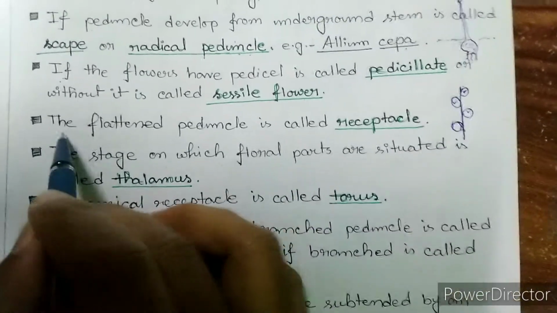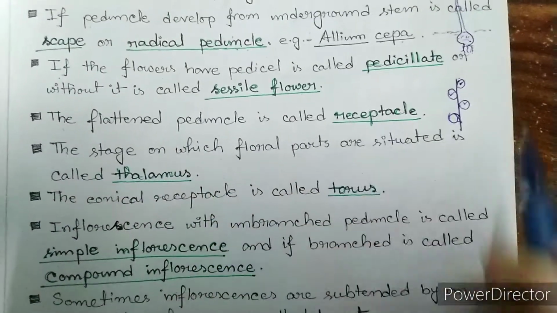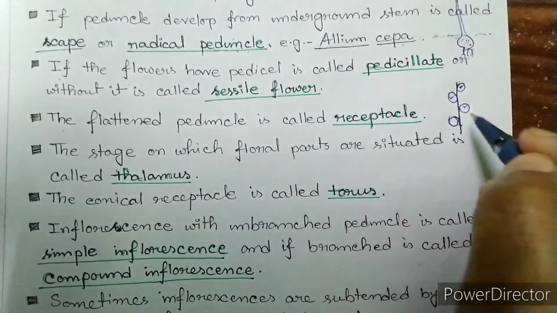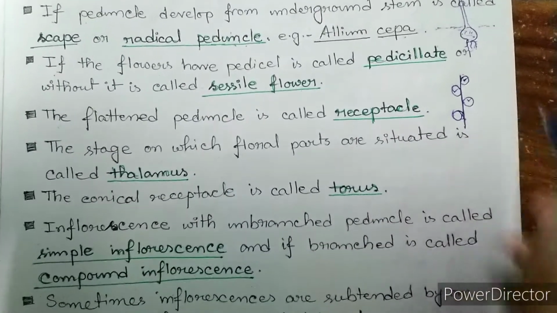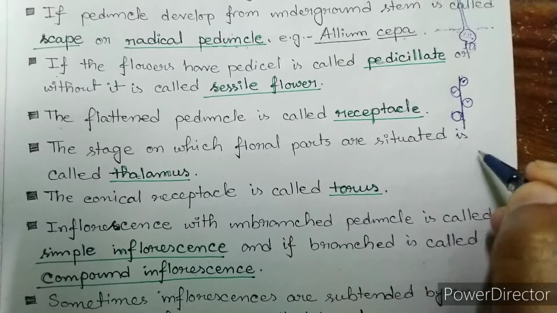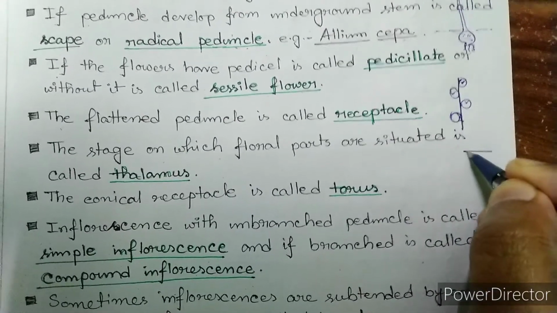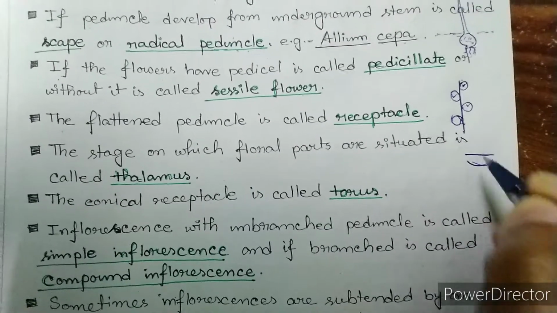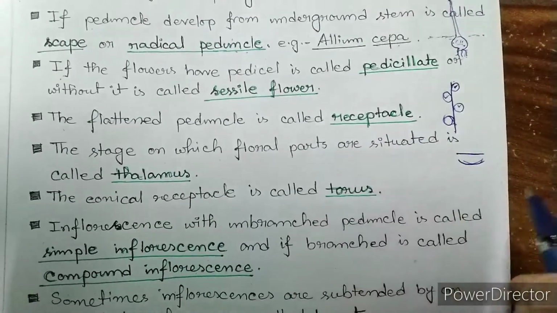Okay. Next we talk about the receptacle. What is receptacle? The flattened peduncle is called receptacle. Now one thing you just notice here, that all the peduncle is long, but when the peduncle is flattened, like this flat structure, then we call this receptacle.